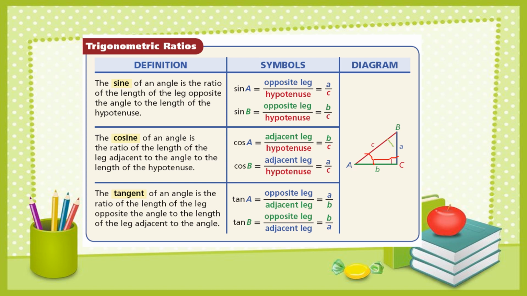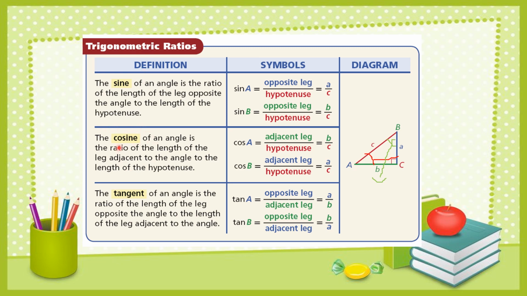How about if we say angle B? Here is our angle B. Where is the opposite? The opposite is segment AC, or side B. And the hypotenuse is still the same. It is opposite of the right angle. That is B divided by C.